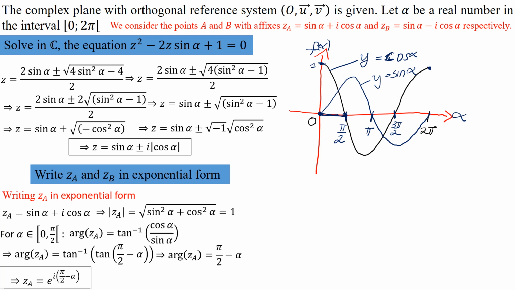The argument is pi on 2 minus alpha. Okay, now we take the next interval. So we take now this interval.